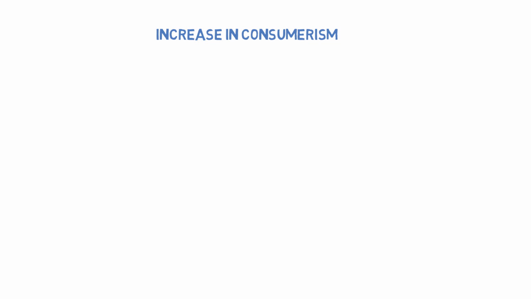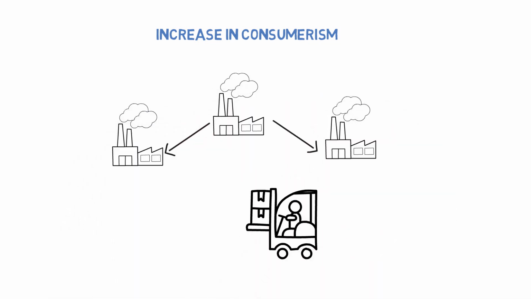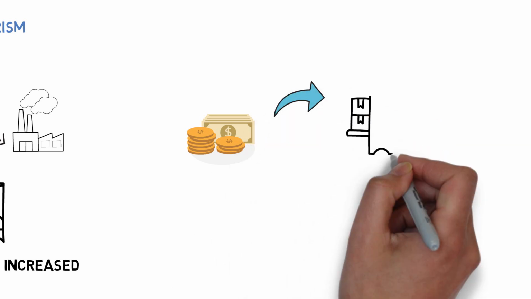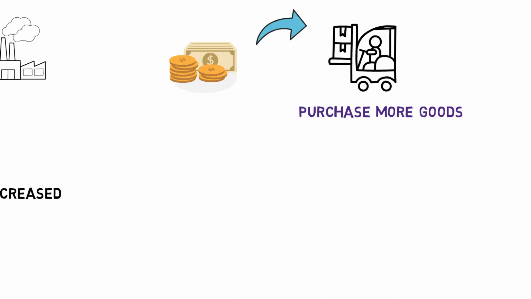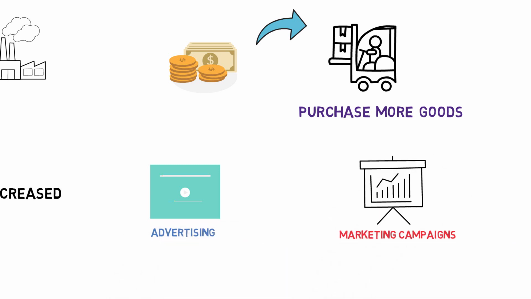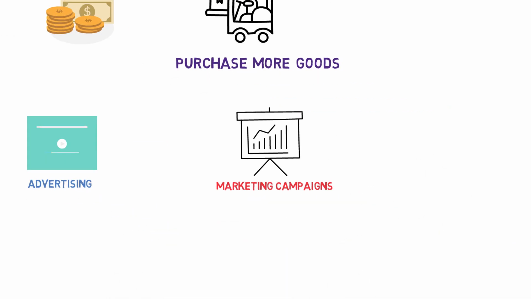Increase in consumerism. With the expansion of industry, consumerism also increased. Americans had more disposable income and were able to purchase more goods than ever before. This trend was fueled by advertising and marketing campaigns that promoted consumer goods.